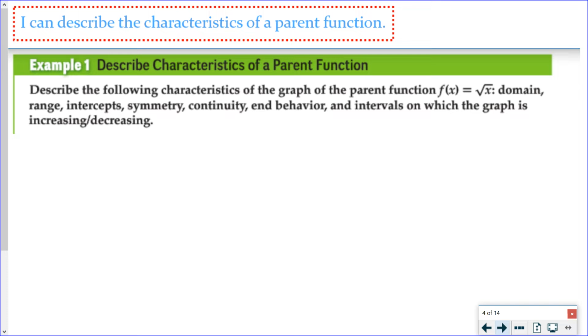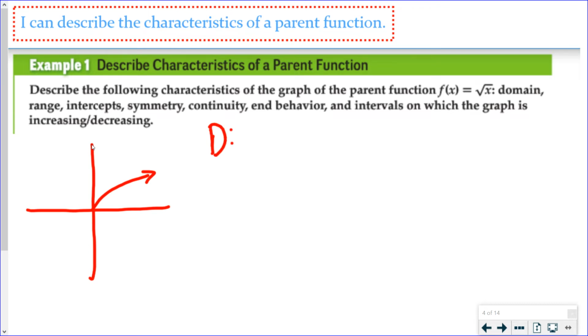All right, then it asks us for the characteristics of the parent function, and then f of x is equal to square root of x. So this is the square root parent function. Remember, that's like half of a quadratic parabola that's turned on its side. We can only have half of it because we can't have it down here. That would give us not a function.